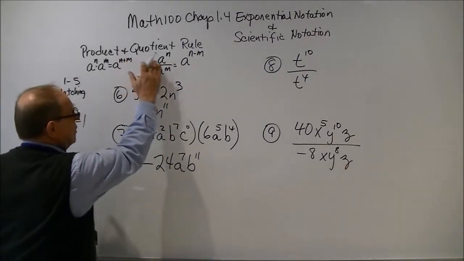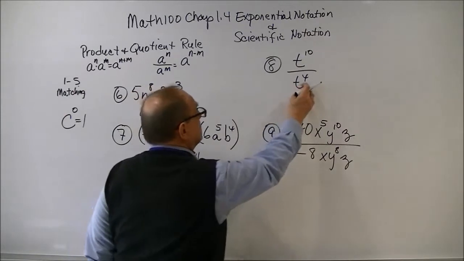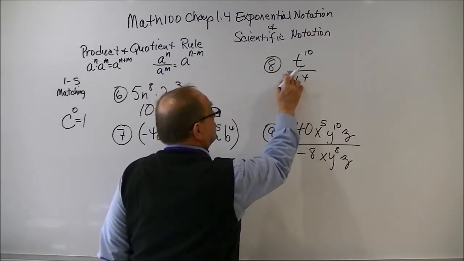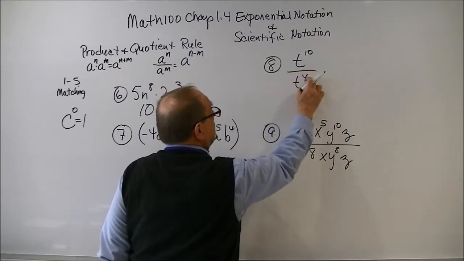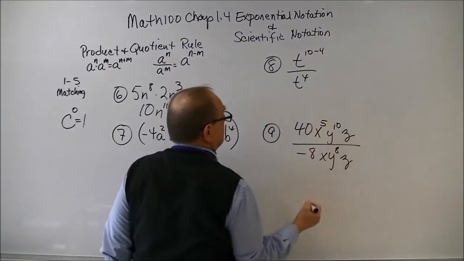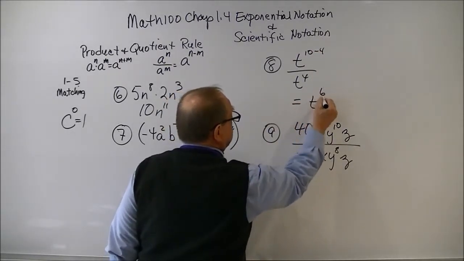Now we're doing the quotient rule, where we're going to subtract our denominator's exponent, or as it crosses that division bar, the sign of the exponent changes and becomes something like that. So this just becomes t to the 6th.